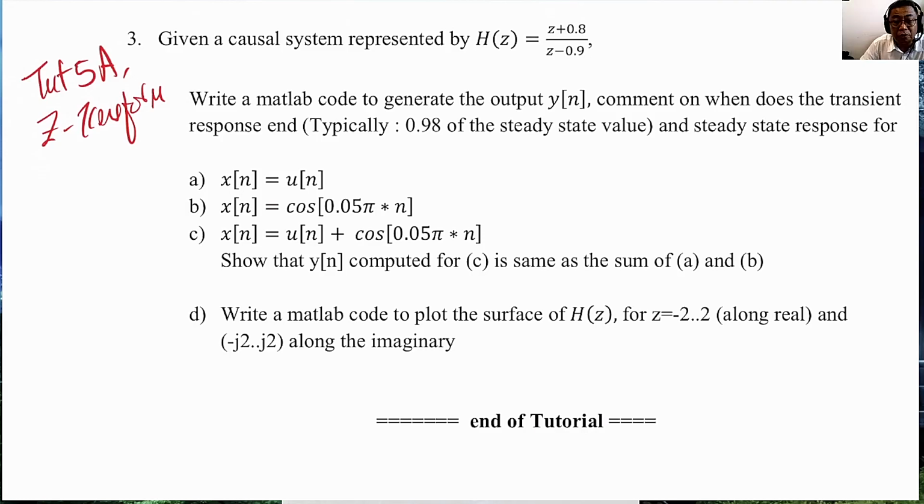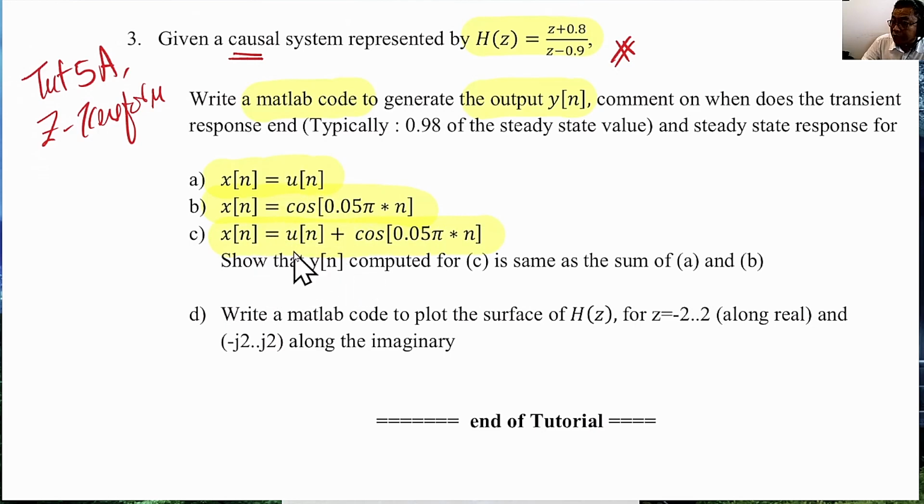Welcome back. This is tutorial 5, the Z transform. We are given a transfer function. We are told that it is for a causal system and it is represented by this H(z). We are asked to write a MATLAB code. Well, we can write Python code if you wish to generate the output of y[n] for this transfer function given x[n] equals unit step, given x[n] equals cosine, as well as the linear combination of this.